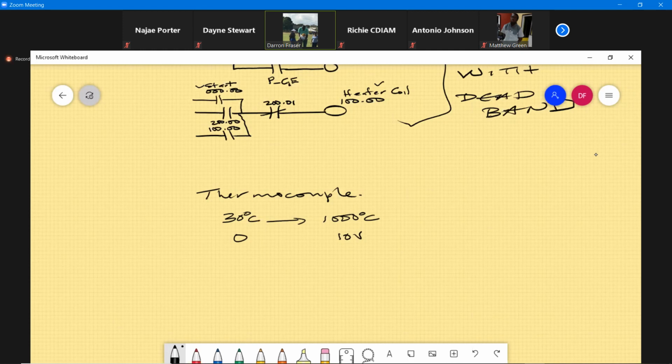What you have to work out now is what voltage that corresponds to, and then we would have to work out what value we put into the program to represent the 500 degrees. Well, we would use a straightforward approach. So 30 is 0, 1,000 is 10.